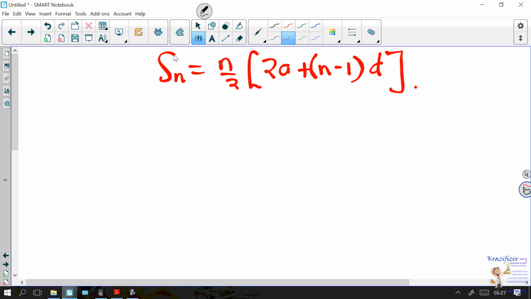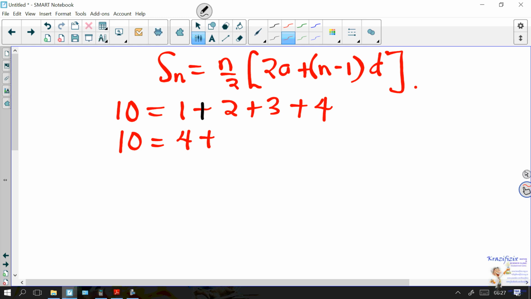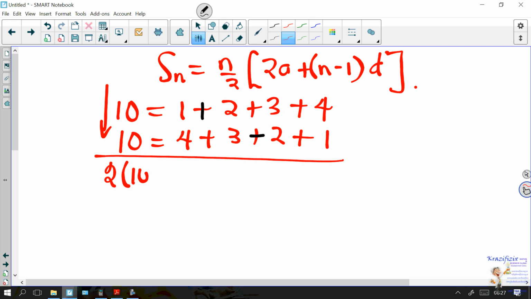A simple sequence that I need you to understand. Look at the number 10: 1 plus 2 plus 3 plus 4 gives me 10. I am going to reverse this sequence and say 4 plus 3 plus 2 plus 1. That still gives me 10. So look at what I'm going to do here. I'm going to say 2 multiplied by 10, because 10 plus 10 is 2 times 10, and that should be equal to what? Add down: 1 plus 4 is 5, 2 plus 3 is 5, 3 plus 2 is 5, 4 plus 1 is 5.